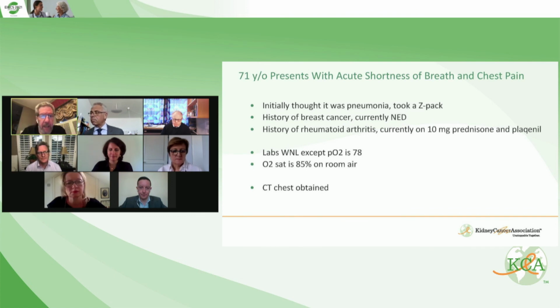So this is a 71-year-old who presented with acute shortness of breath and chest pain while she was on vacation. She initially thought it was a pneumonia and took a Z-Pak. She does have a history of breast cancer, currently NED. She also has a history of rheumatoid arthritis, currently on 10 milligrams of prednisone, as well as Plaquenil. Her labs are all within normal limits, except her blood gas shows a PO2 of 78. Her O2 sat is 85% on room air, and a CT scan of the chest was obtained.